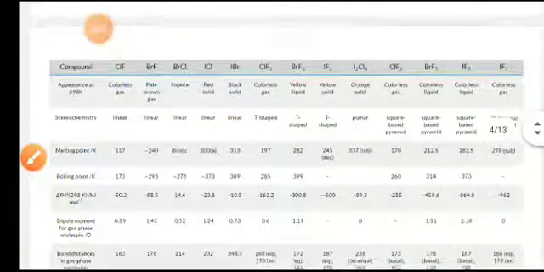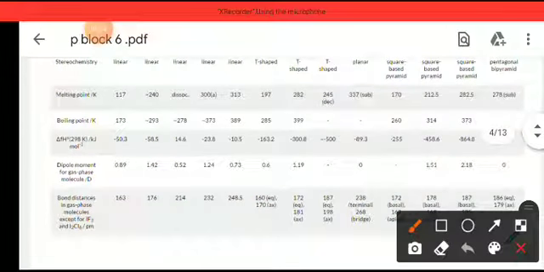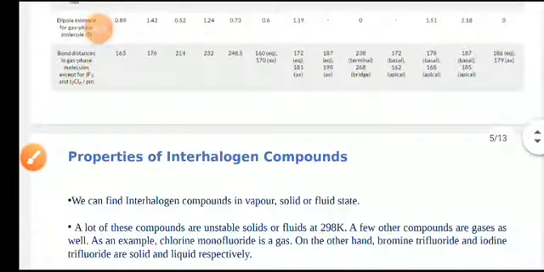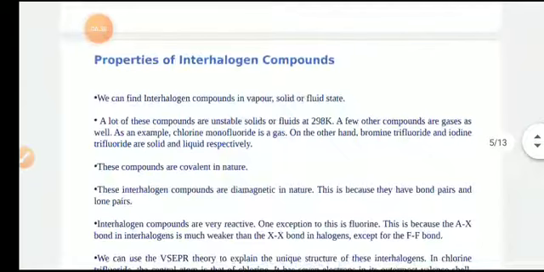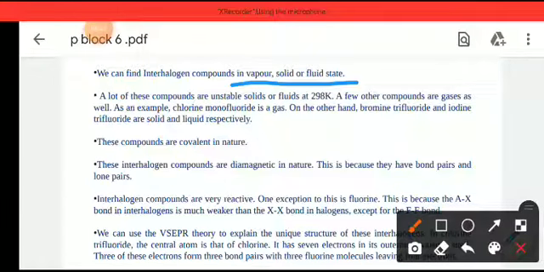Here I have given you some of the properties of the interhalogen compounds as well, and the bonding. I will also be discussing the stereochemistry. You can check on that, and you will have a slight idea about what properties they have. The interhalogen compounds can be in solid, liquid or gaseous state.